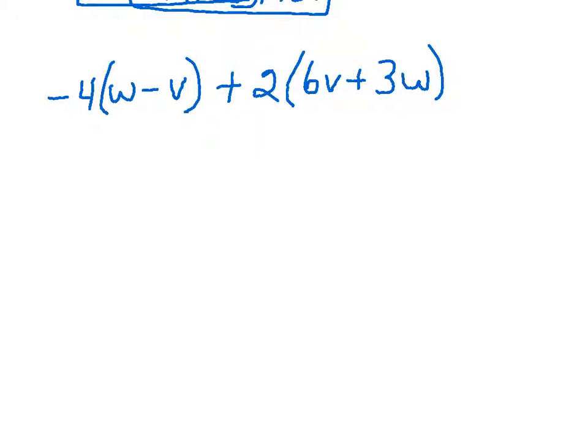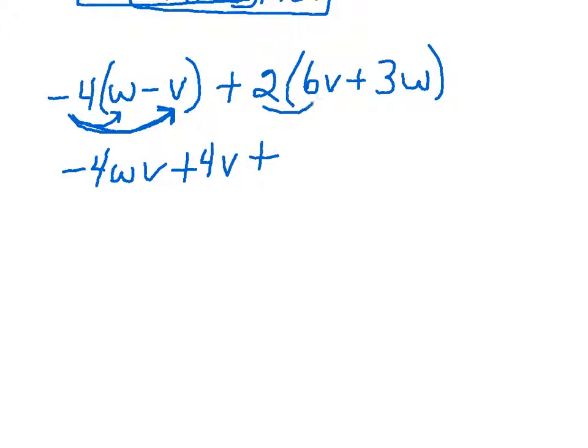Again, our goal is first to get rid of the parentheses, so we're going to multiply through with this negative 4, so negative 4 times w is negative 4w. This next multiplication is negative 4 times negative v. So that's going to turn positive. Copy over that plus sign, and now we need to take the 2 and multiply it by both of those terms. 2 times 6v is going to be 12v, plus 2 times 3w is 6w. Great, my parentheses are all gone.